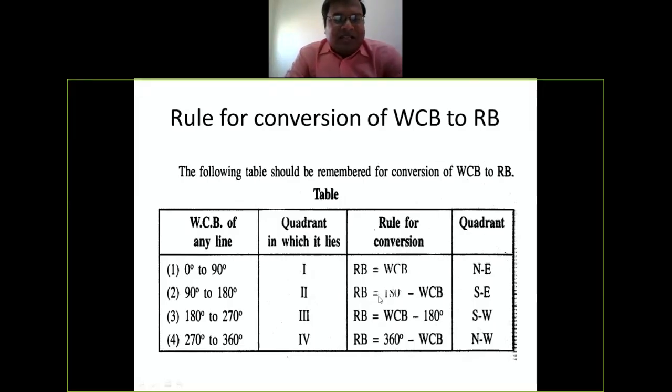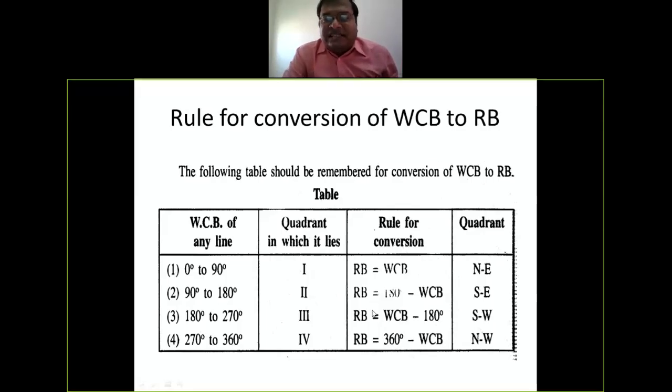Then the third one: if your WCB lies in the third quadrant, 180 to 270, what is the rule of conversion? RB is equal to WCB minus 180. And if your WCB lies in the fourth quadrant, 270 to 360, what is the rule of conversion? RB is equal to 360 minus WCB. So this is very simple, when WCB is given and you have to convert into RB.